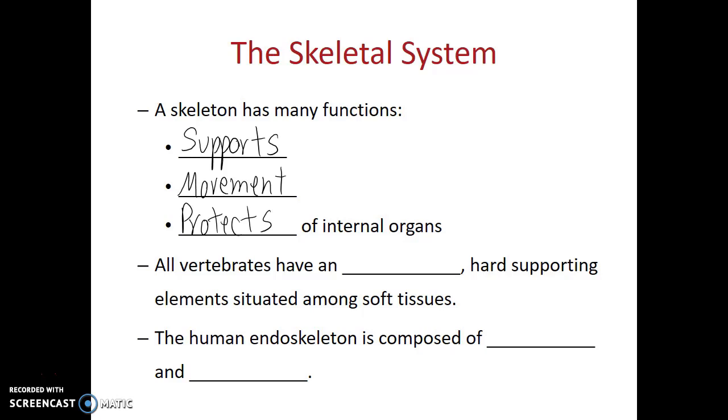All vertebrates have an endoskeleton: hard supporting elements situated within and among soft tissues. The human endoskeleton is composed of bones and cartilage.